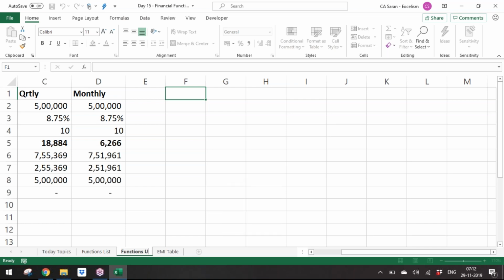Functions uses. Till here, if anyone has any question, please let me know. I think there's a hand raised by Govardhan. Govardhan, do you have any question? Because you raised your hand.